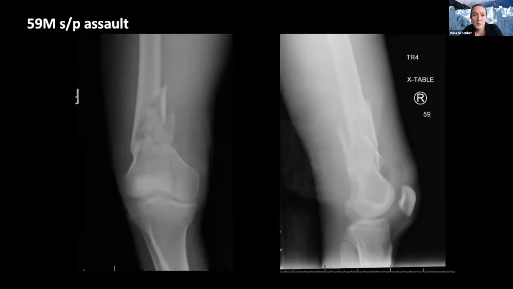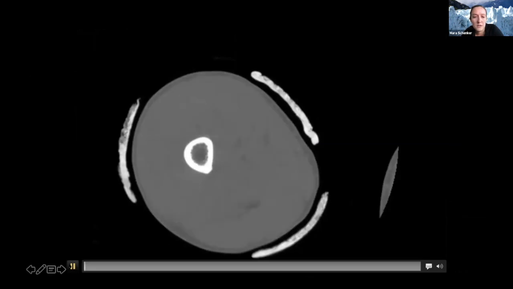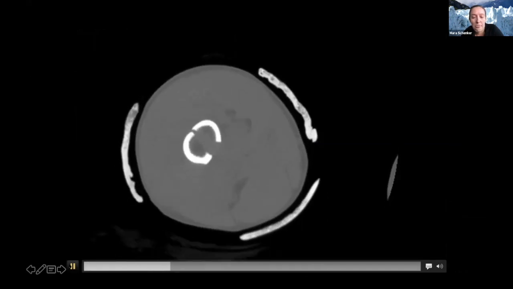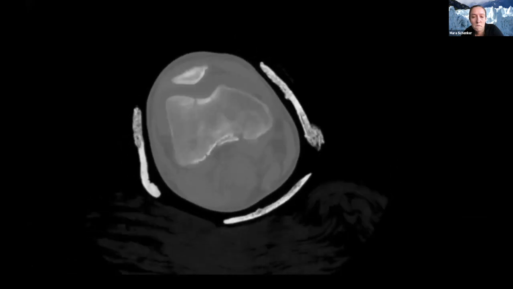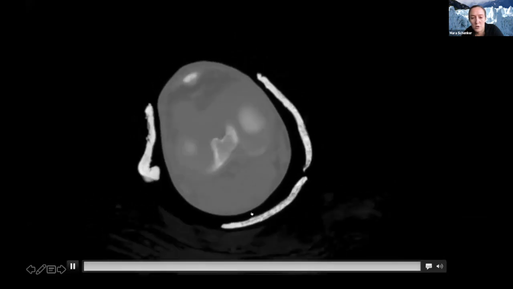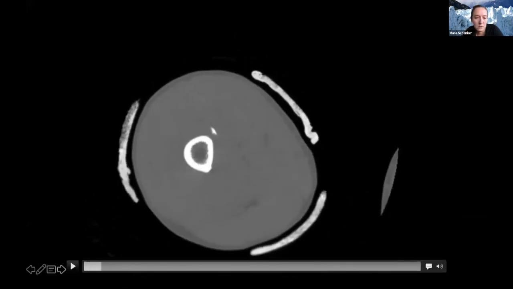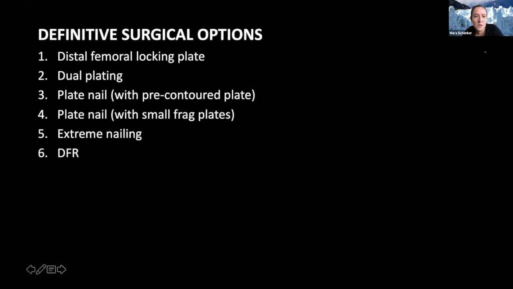So this is somebody I did a little bit more recently. So this is a 59-year-old male, status post assault. Again, same thing, comminuted metaphysis, probably a little bit more of a complex articular involvement. This is his CT scan through the joint. Okay, so a little bit more articular involvement than the last one. And so what are your definitive surgical options for this guy? So same options as before in the same order.